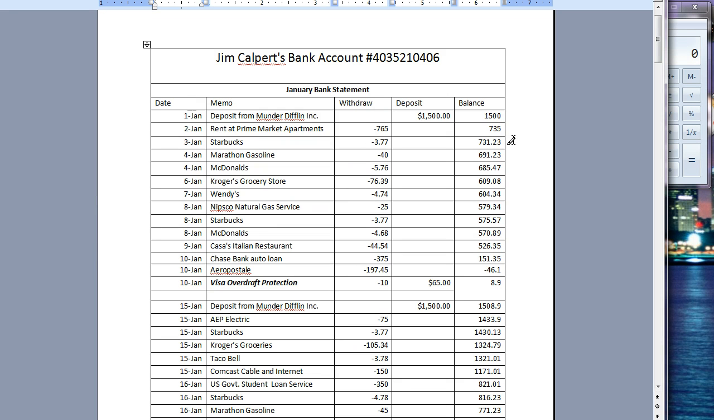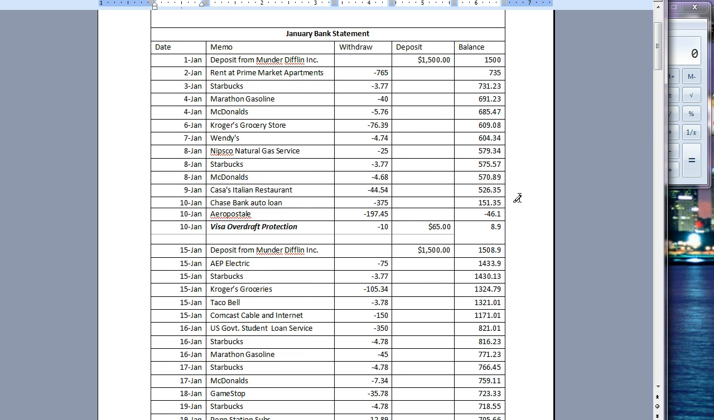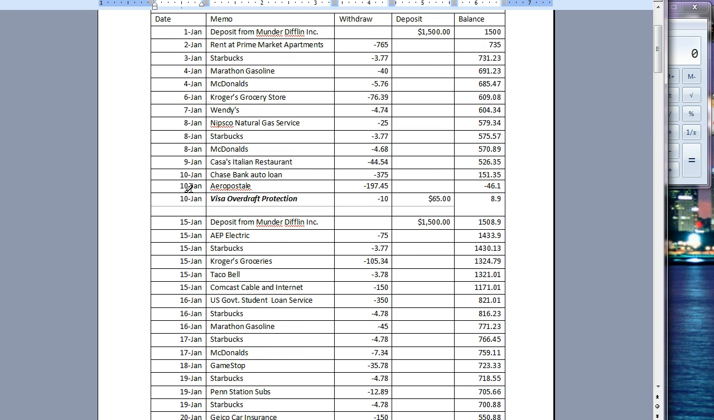If we look at the first couple transactions, I just want to point out a couple things. Jim starts out with $1,500. The more he spends throughout the month, the more that balance slowly starts to dwindle away. First major thing I want to point out is that, as we see right here on January 10th, Jim goes out and spends a lot of money at Arrow, gets himself a new wardrobe, and puts himself into the negative by $46.